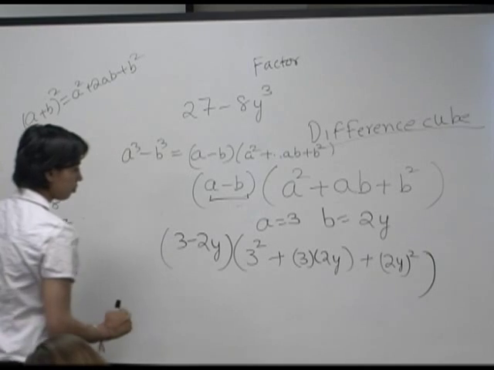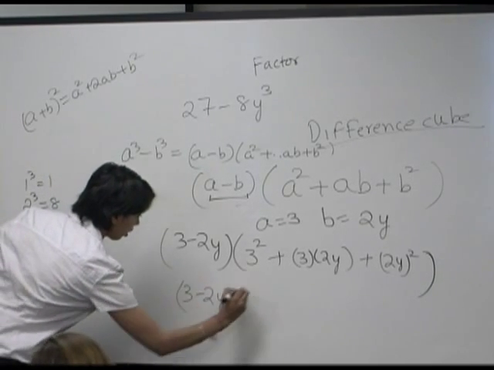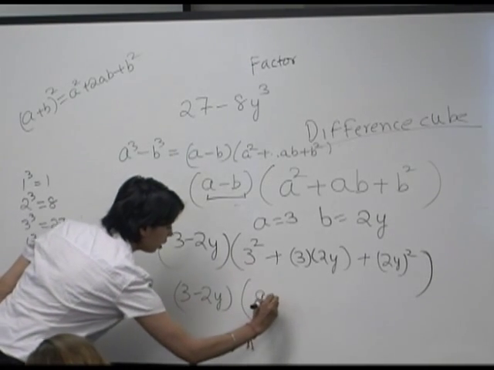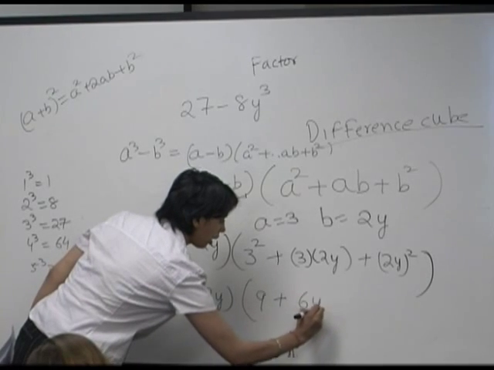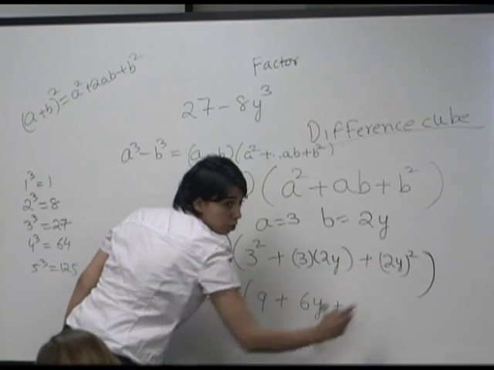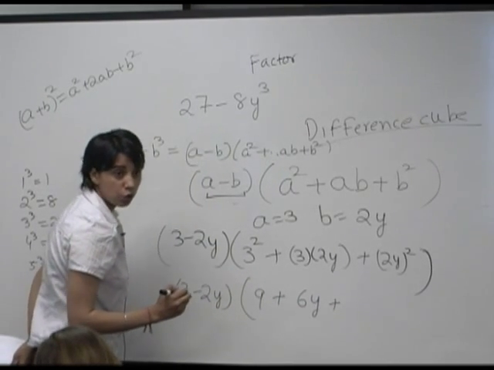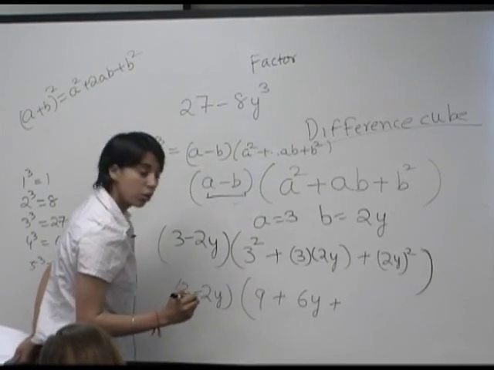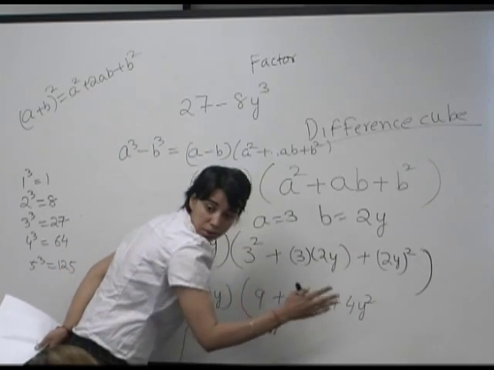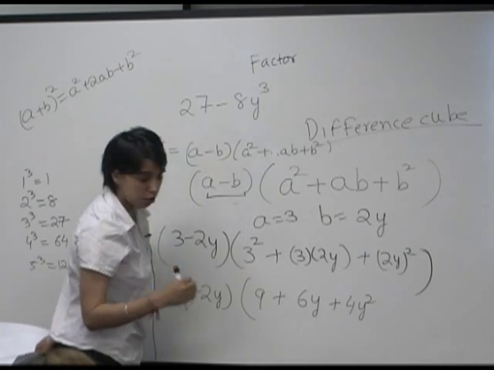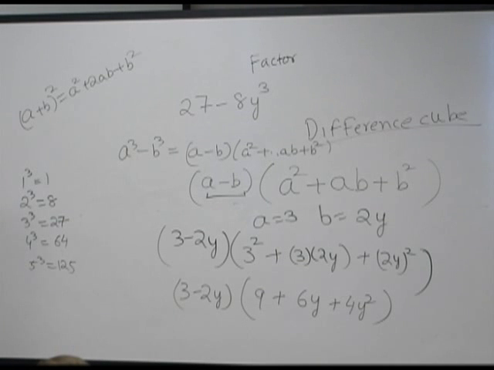So this stays 3 minus 2y, and this parenthesis becomes 9 plus 3 times 2, which is 6y, plus 2y whole squared, which becomes 4y squared. Make sure you square both terms. Remember, you have to distribute to both, not just to one. So 4y squared. And that's your final answer. Alright, good.